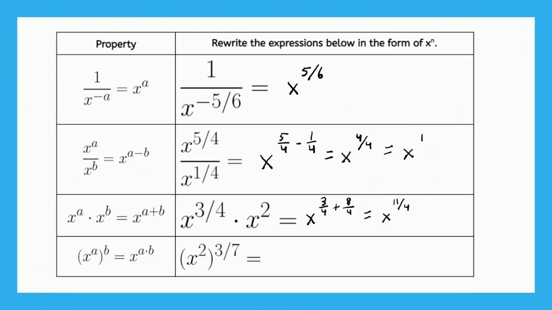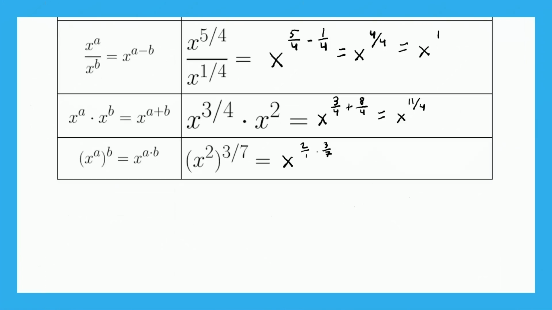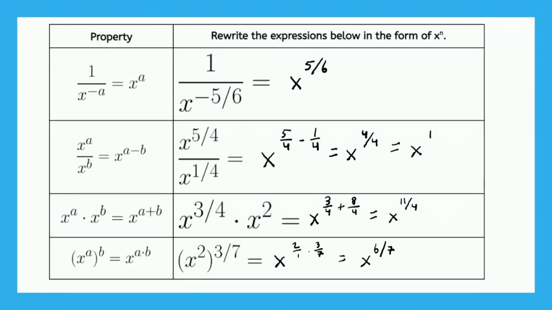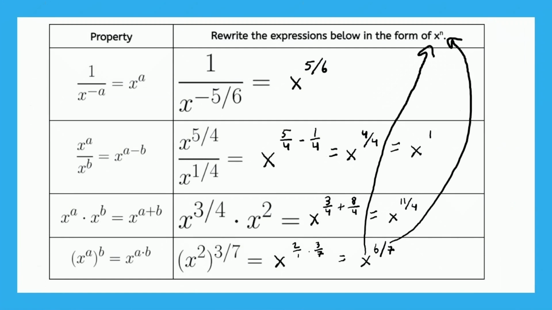Now in this last example, we have a power to a power. So a corresponds to 2 and b corresponds to 3 over 7. And we're going to multiply those two exponents. And so now we can just multiply across. So we're going to say 2 times 3 over 1 times 7. And that will give us 6 over 7. Just like that. So just like in the previous examples, we now have x to the n. X corresponds to x, and 6 over 7 in this case corresponds to n.